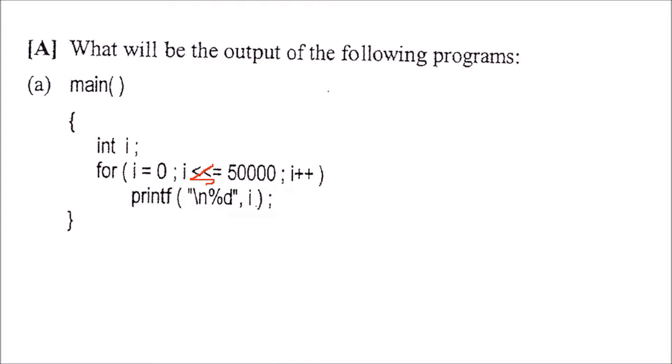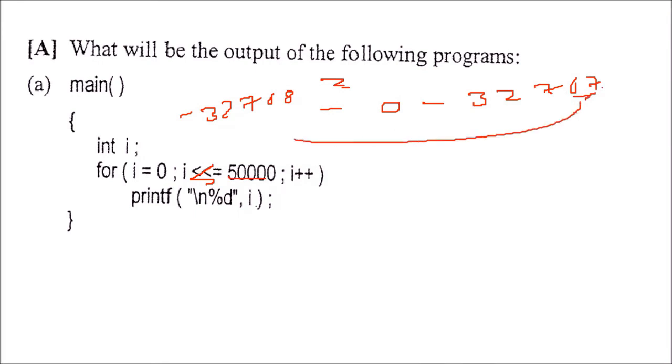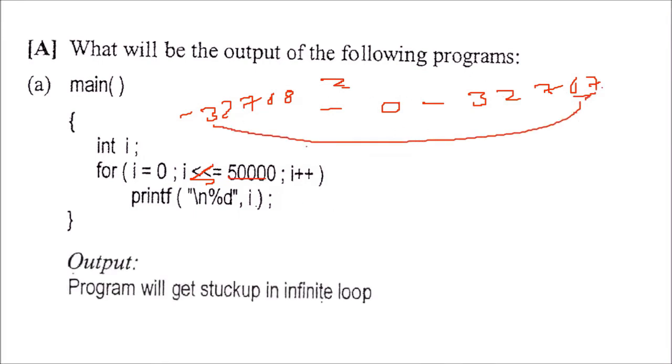We know, if we consider the TC compiler, if it is 2 bytes, then the range goes from 0 to 32767, and here 32768 negative. So this number is higher. So once the control comes here, it will go back to this number minus 32768, and this will indefinitely go on and on. So the program will get stuck in an infinite loop.